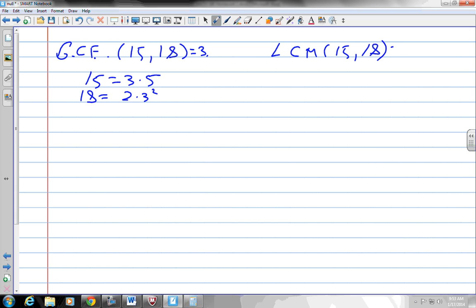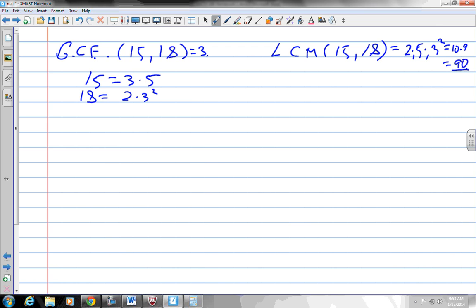Now for LCM, remember, we need to take everything. So we need a 2, and we need a 5, and we need the highest power of 3, which is what? So it's 2 times 5 times 3 squared, so that's 10 times 9, so that's 90. So the LCM is 90, the GCF is 3. And 3 times 90 is 270, and 15 times 18 is also 270.